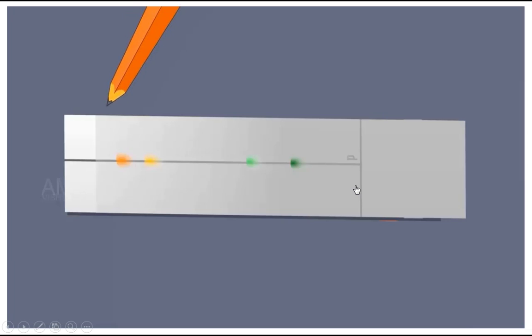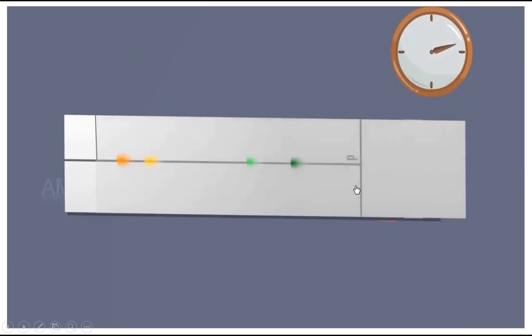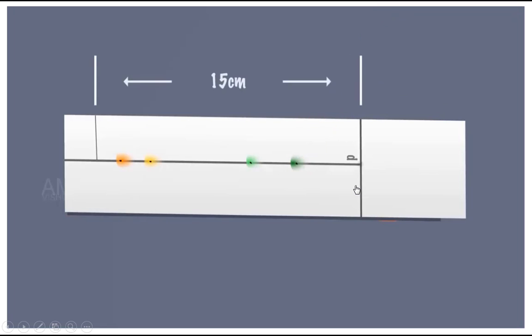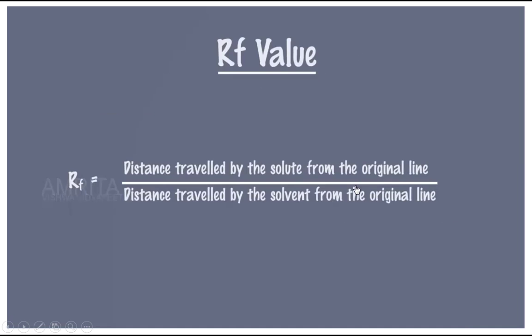Take out the paper after that and mark the area where the solvent has traveled. That is called the solvent front. Then we mark the center of the spots and measure the distance along with the solvent front. The center point is generally taken for determining the distance traveled by the sample molecule. This gives the RF value, which is the distance traveled by the solid from the original line over the distance traveled by the solvent front from the original line.